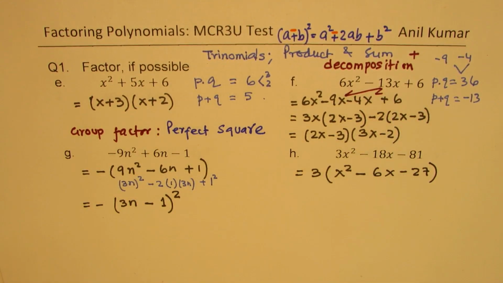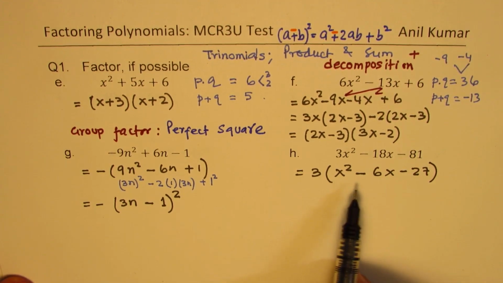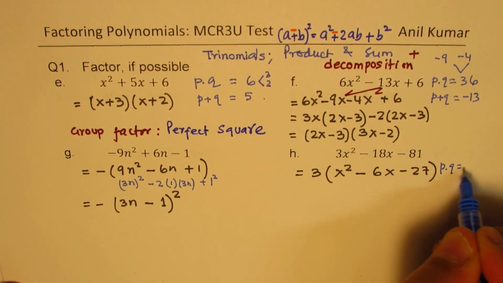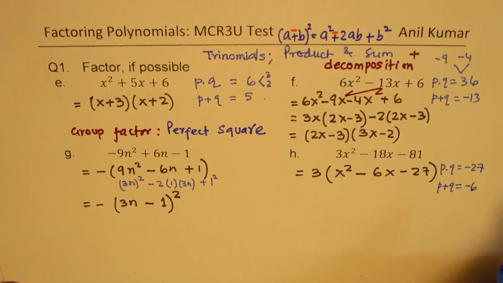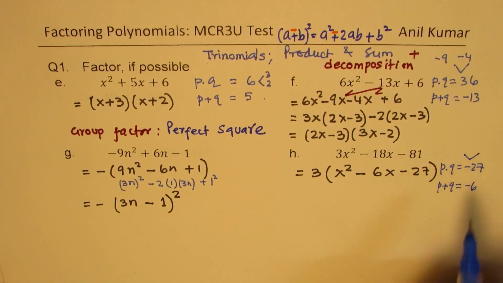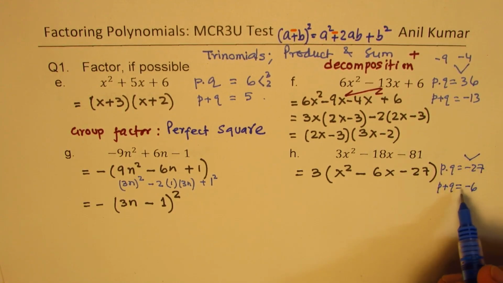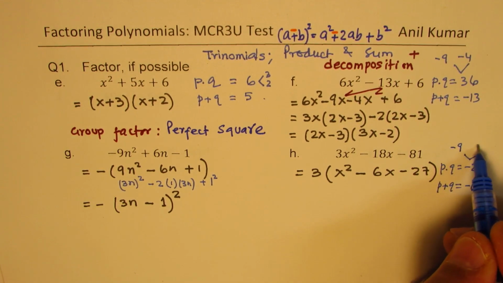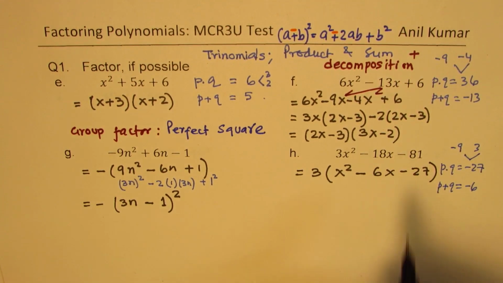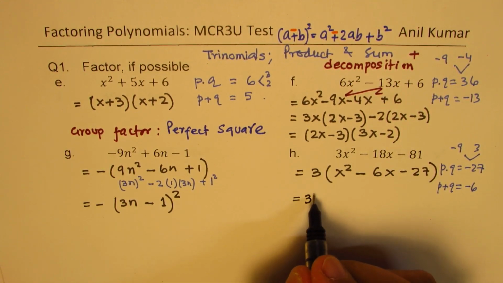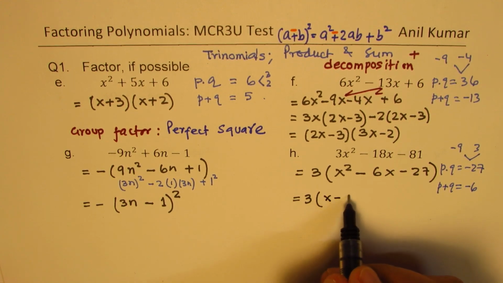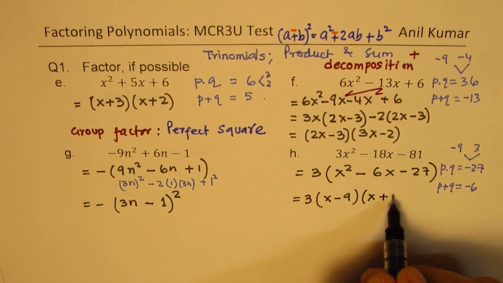Okay, now we can use product and sum. So these 4 examples are kind of different in so many ways, right? So now we could actually find product and sum. We are looking for two numbers whose product is minus 27 and whose sum is minus 6. Well, how do you get that? 9 times 3, right? And 9 being negative, 3 being positive. That should help us. So using product and sum and group factoring, we can factor this, and this can be written as (x minus 9) times (x plus 3).